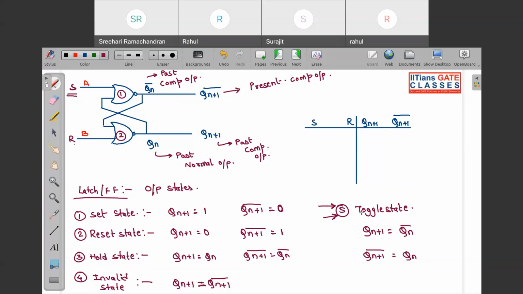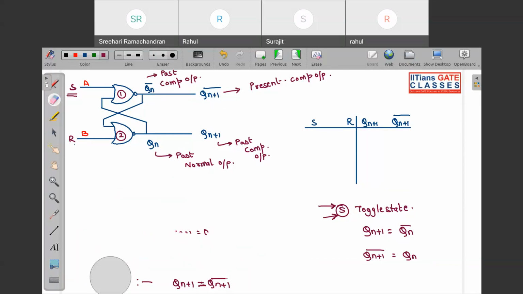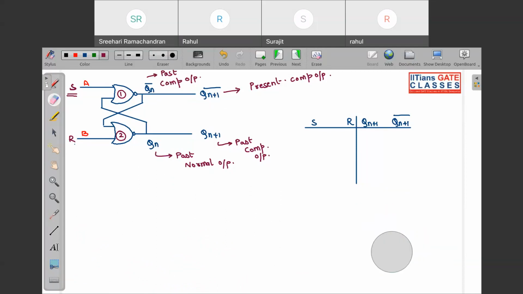Now let us see what we mean by this. I told you at the moment that if you don't know what a set input or reset input is, let me assume it as A and B. See, when you take A as 0 and B as 0, what will happen?